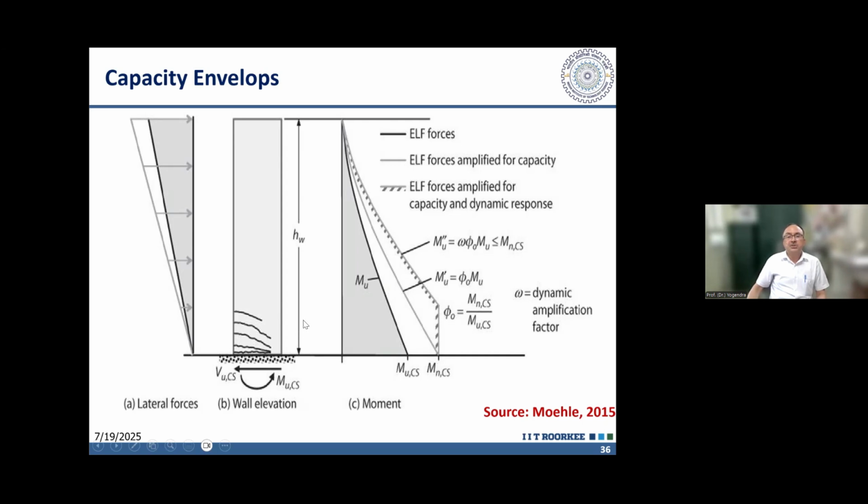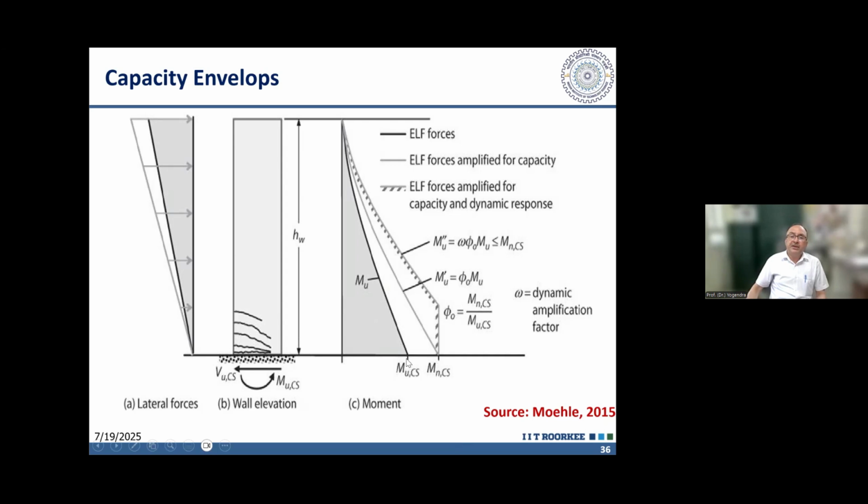So to avoid that, the bending moment diagram also needs to be modified, and this modification is suggested: that in the bottom portion up to a critical height, which is roughly equal to the height of a single story, the bending moment will be constant. That means constant reinforcement will be there. And this is the actual provided MNS, this is the actual provided moment capacity at the base.